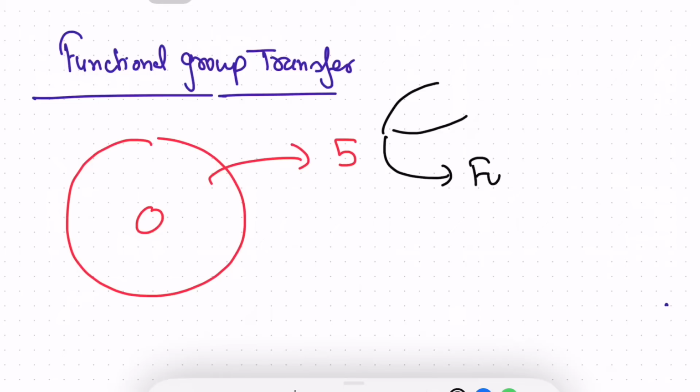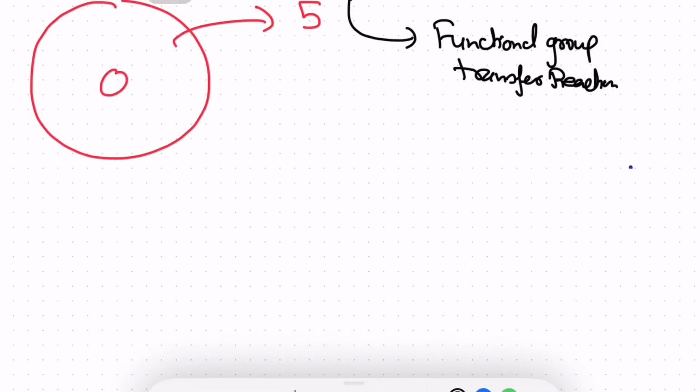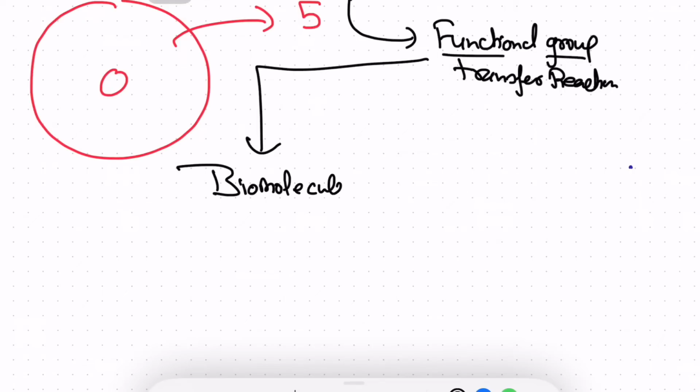that is functional group transfer reactions. Now, here you must know what a functional group is. Try to see here. Within the cell, you are going to have biomolecules. These biomolecules carry different functional groups, like you see the COH group, OH group. And you must have read about functional groups in your chemistry class.